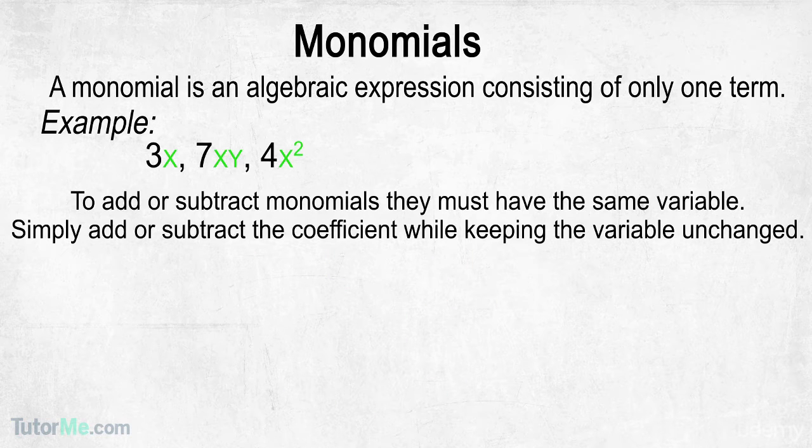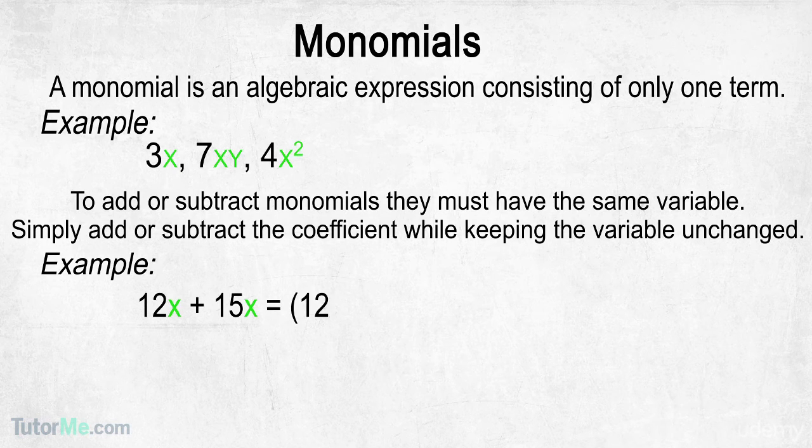To add or subtract monomials, they must have the same variable. Simply add or subtract the coefficients while keeping the variable unchanged. For example, let's take a look at 12x plus 15x. Both have x as their only variable, so we simply add 12 and 15 to get 27x. Remember, the variable does not change. Only the coefficients in front of the variable change.